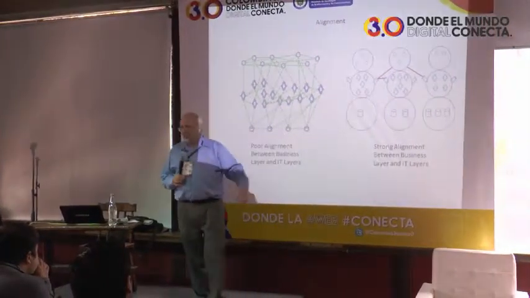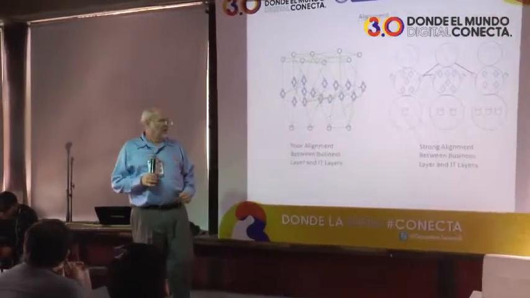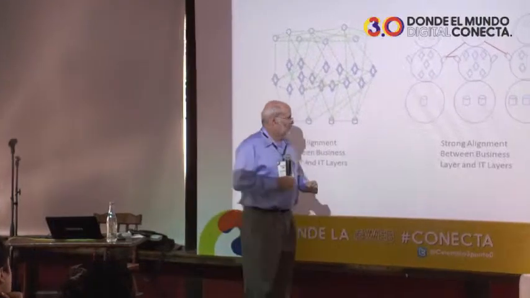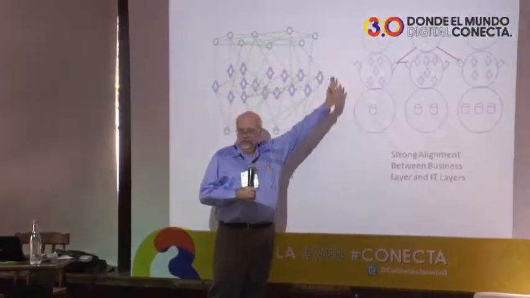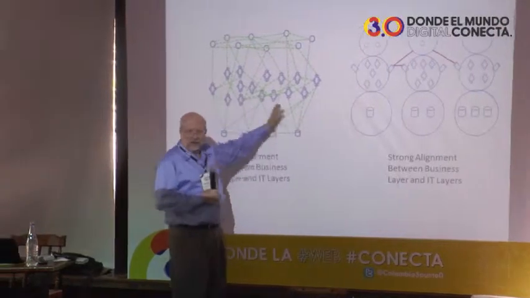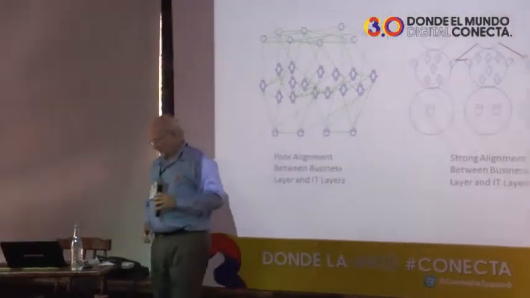And we also have a different kind of alignment. We have this vertical alignment as well, that not only is there an alignment between the business requirements, but we actually have this physical vertical alignment that is very strong, which of course is totally lacking in this architecture.